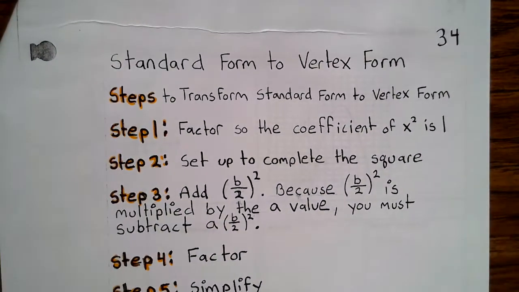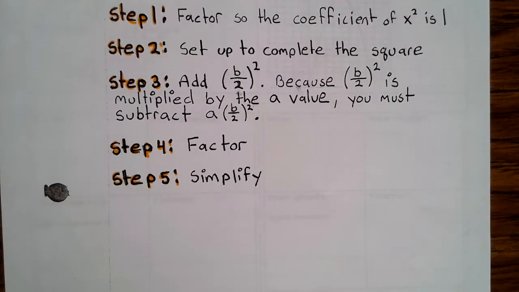Now, standard form to vertex form on page 34. Steps to transform the standard form to vertex form. Step 1, factor so the coefficient of x squared is 1. Step 2, set up to complete the square. Step 3, add parentheses b divided by 2 squared. Because b divided by 2 squared is multiplied by the a value, you must subtract a times b divided by 2 squared. Step 4, factor. Step 5, simplify.